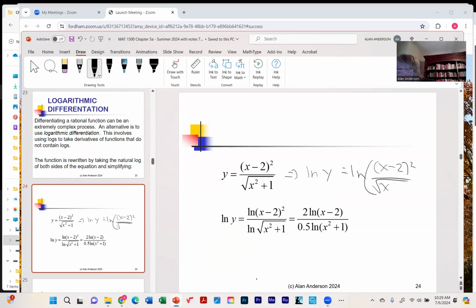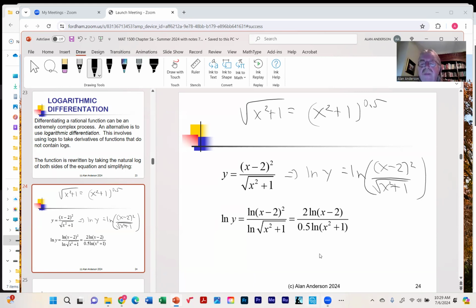But see, here's the advantage of doing this. We can now suddenly apply the properties of logarithms. And so you can see this can be reduced to 2 log x minus 2. And also remember, this is the same thing as x squared plus 1 to the 1/2 power. So the log can be rewritten as 1/2 log x squared plus 1. Now, once that's done, we can calculate the derivatives of the numerator and the denominator using the rules that we just went over.